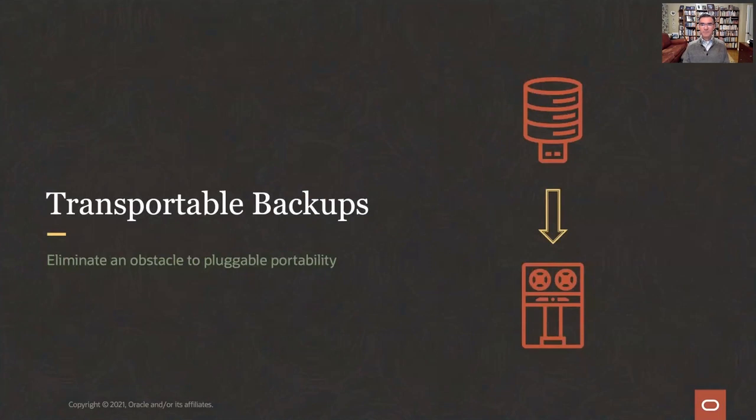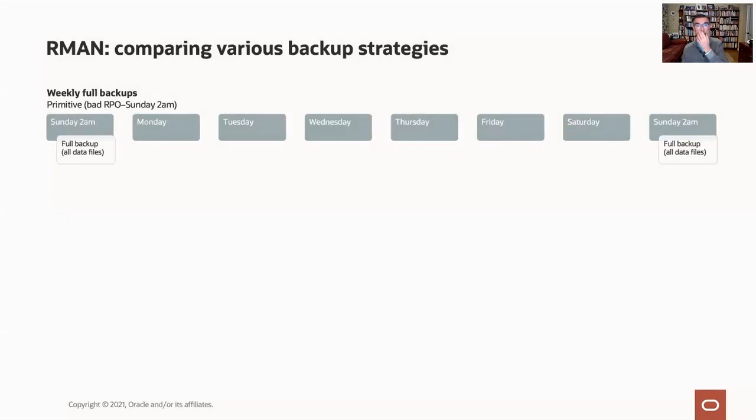Okay, next big theme, another important enhancement is transportable backups. Now, a sound backup strategy is, of course, a fundamental element of any high availability system. And a very basic backup strategy is to take periodic full backups. Perhaps you do this every Sunday at 2 a.m. Well, at least you've got a backup, but it's a pretty primitive strategy. In the event of failure, the recovery point, RPO, would therefore be the previous Sunday at 2 a.m.